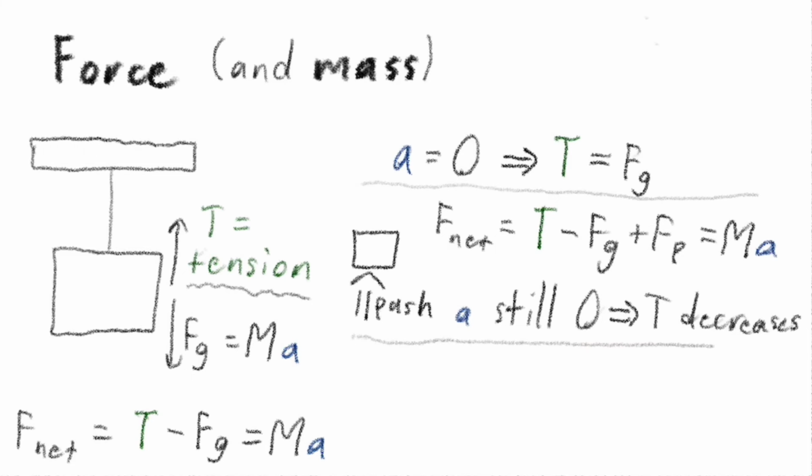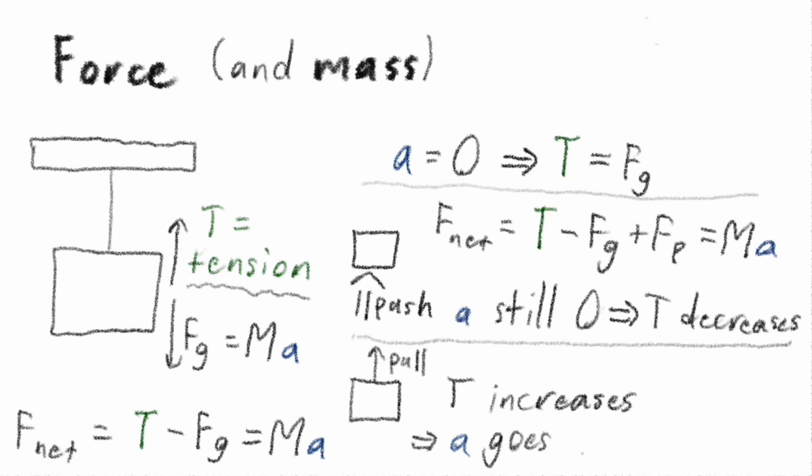Third, suppose a person now pulls up on the string. Well, two things will happen simultaneously. One, T, the tension in the string, will increase. This should be intuitive, since there's a person pulling on the string. And two, the block will start accelerating upwards. a will go from 0 to greater than 0. And in terms of our equation, this makes sense.